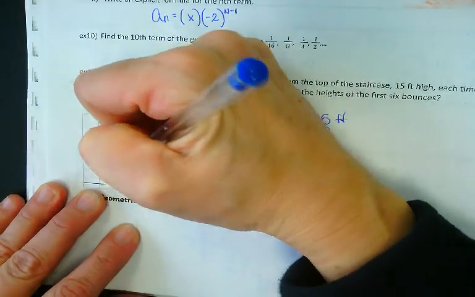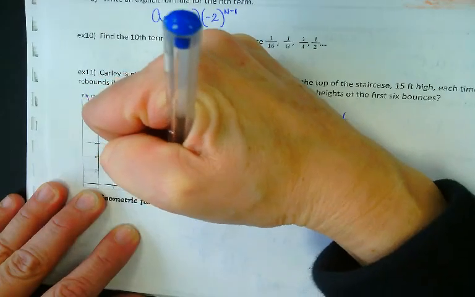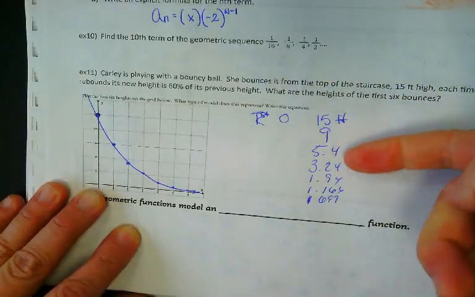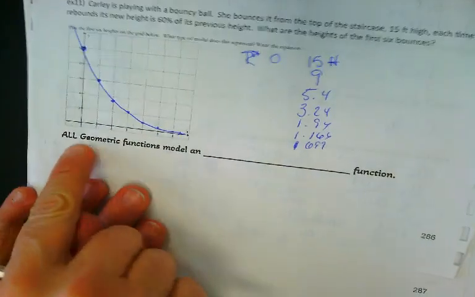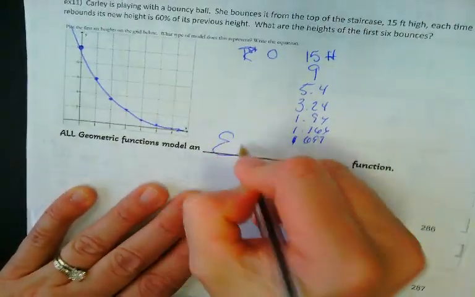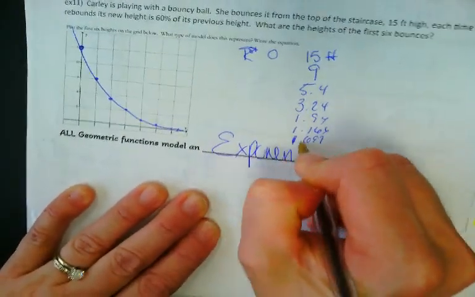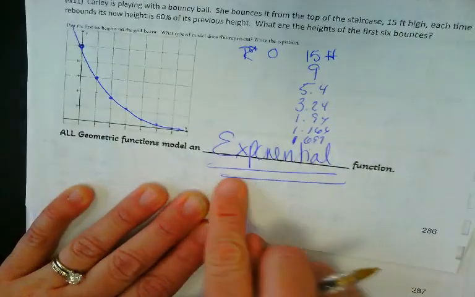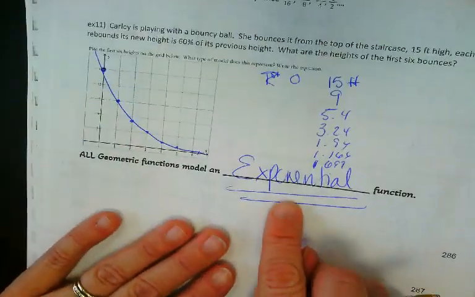Excellent. Okay, let's connect that. This is exponential. Does it look like growth or decay? Decay, right? And it made sense it's going down, right? Because it was 60% each time. This is huge. All geometric functions represent an exponential function, which is why we tackle this in the exponential unit. Okay, all geometric functions are exponential.